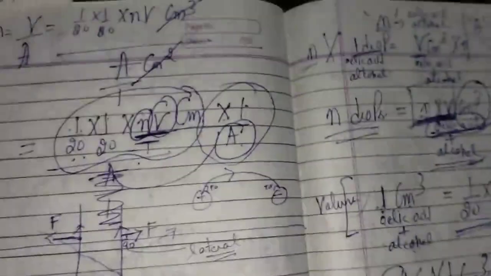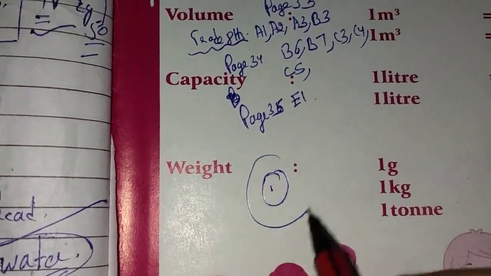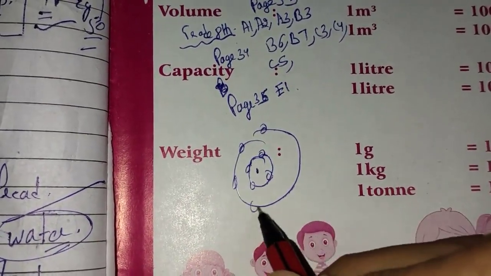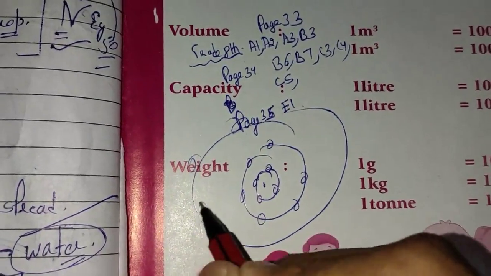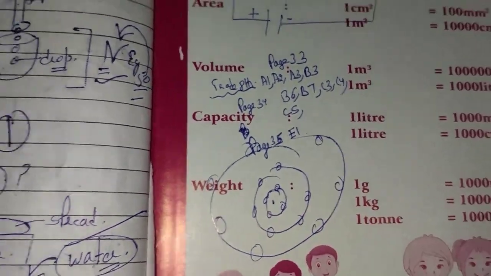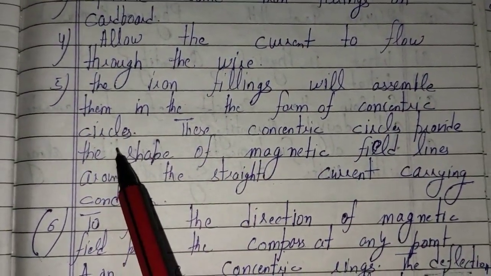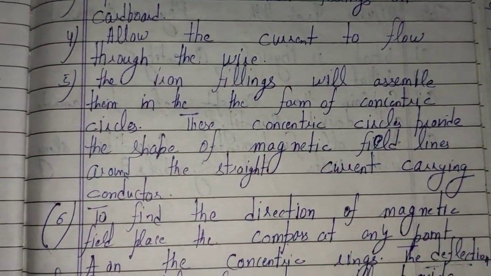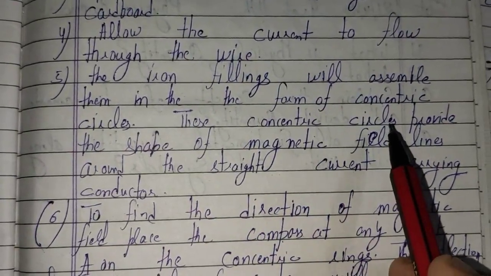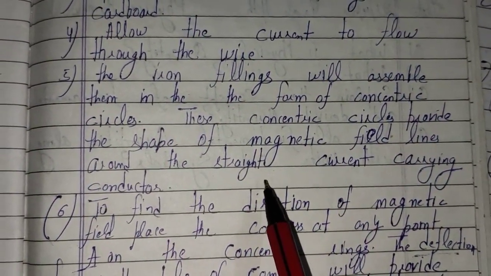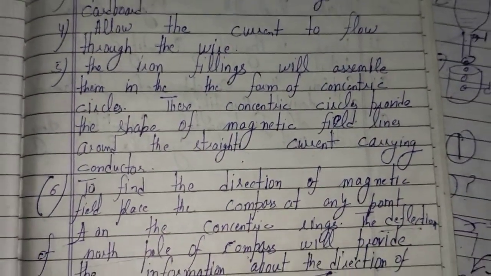What is this concentric circles concept? It means circles with the same center, like this. Some iron filings will arrange in this circle, some iron filings will arrange in this circle, like this, in this way. So the iron filings will arrange themselves in the form of concentric circles around the current carrying wire. So these concentric circles are giving us the information about the shape of magnetic field around the straight current carrying conductor. Okay.